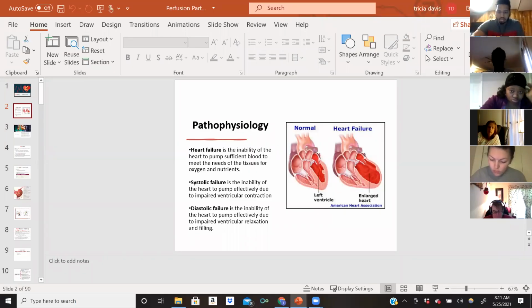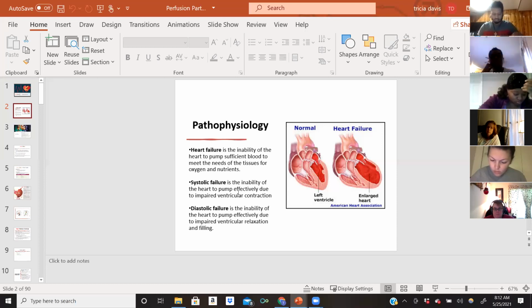All right, so heart failure is the inability of the heart to pump sufficient blood to meet the needs of the tissues for oxygen and nutrients. So we talk about systolic heart failure and diastolic heart failure. Systolic failure is the inability of the heart to pump effectively due to impaired ventricular contraction. Diastolic failure is the inability of the heart to pump due to impaired ventricular relaxation.